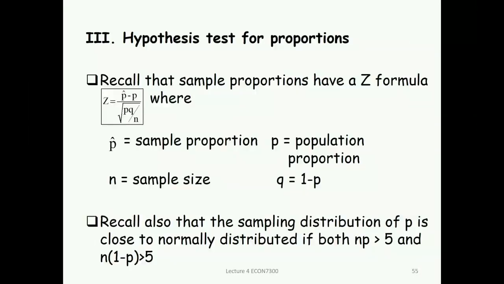Now, let's go to the proportion. In the case of proportion, if the population is normally distributed, we don't care about sample size. If the population is not normally distributed, these things must be fulfilled: np greater than 5, nq greater than 5. We have to use the formula.